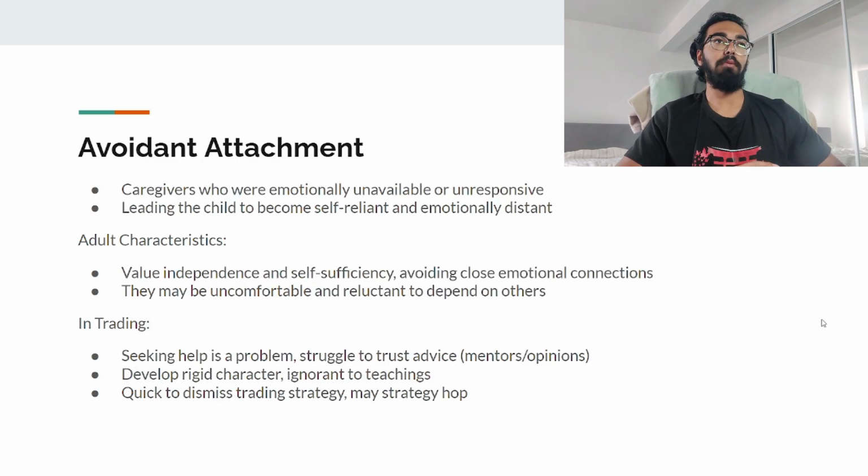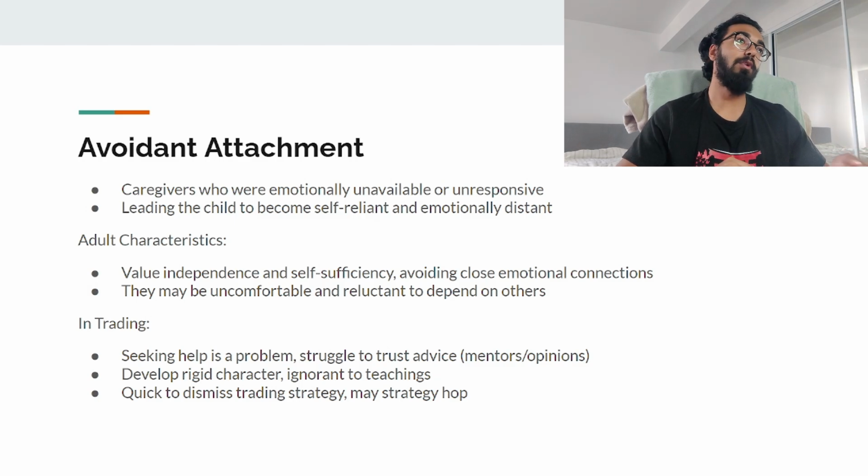So the next one is avoidant. This one is probably the most dangerous one, because essentially the caregivers are emotionally unavailable or unresponsive, leading to the child becoming self-reliant and emotionally distant. Now, this is a problem, right? Because as an adult, you value independence, self-sufficiency, avoiding close emotional connections, and you may also feel uncomfortable and reluctant to depend on others.